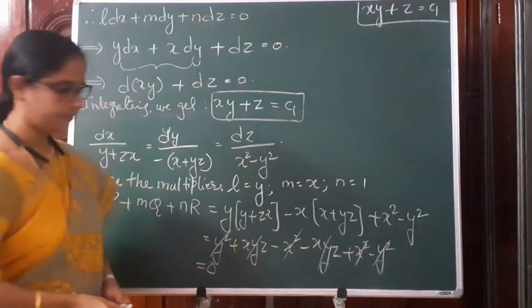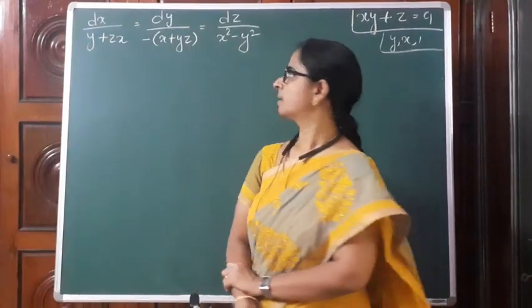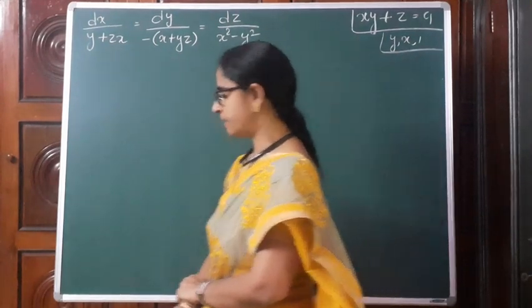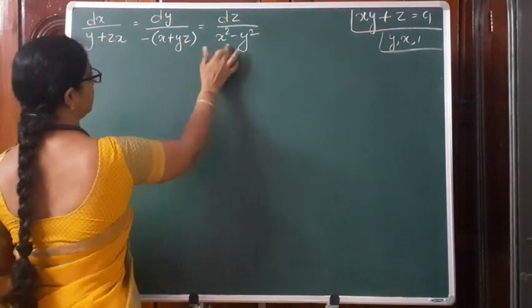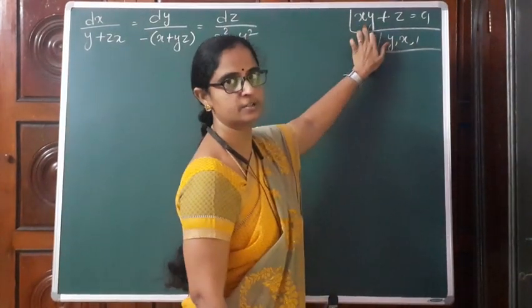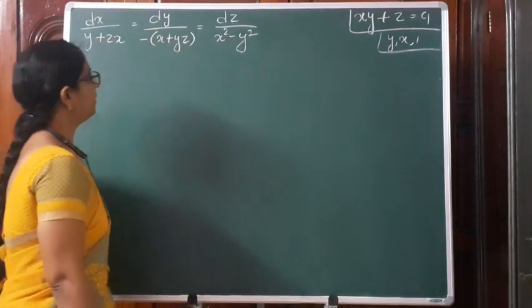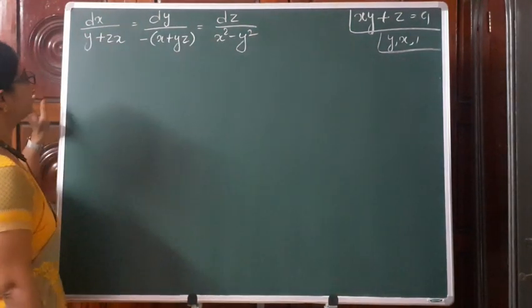Now we try for another set of solutions. Now we try for the second set of multipliers. These are the auxiliary equations. The first set of multipliers are y, x, 1. From that we obtained a solution, xy plus z is equal to c1. Now what can we take as the other set of multipliers?